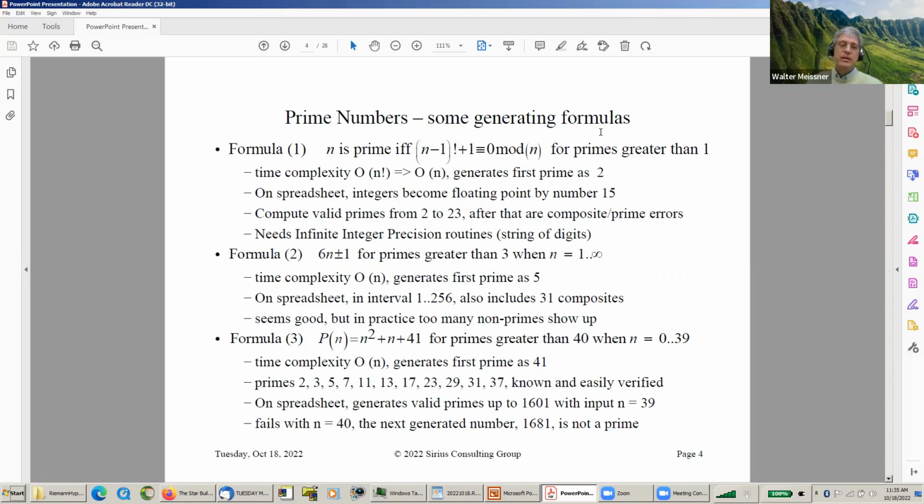I tried this on a spreadsheet, and sure enough, it validates primes up to 1601, where the input n is 39. But if you go to input 40, the next generated number is 1681, which is not a prime. So it fails after that.